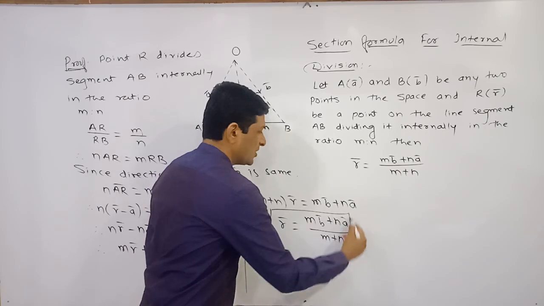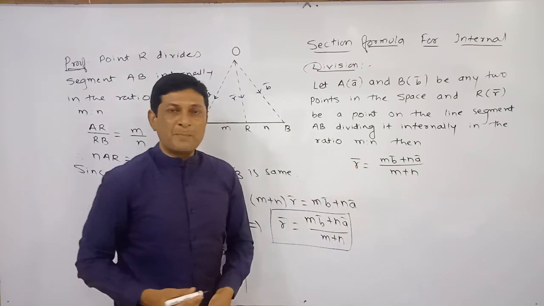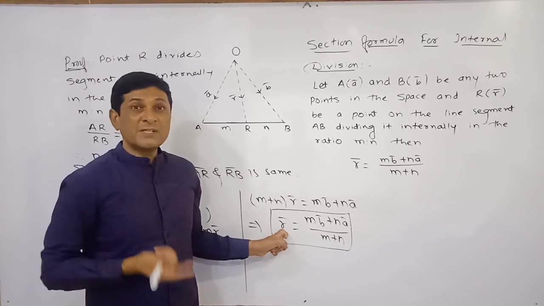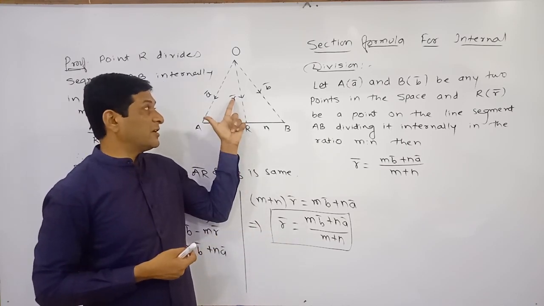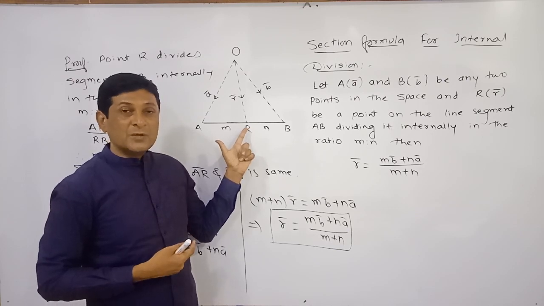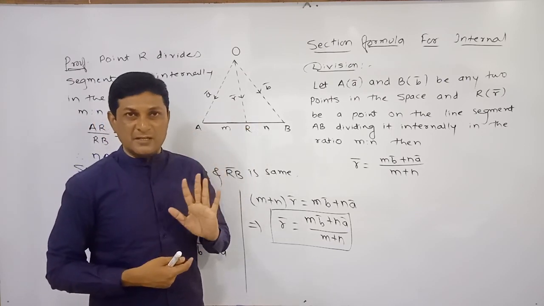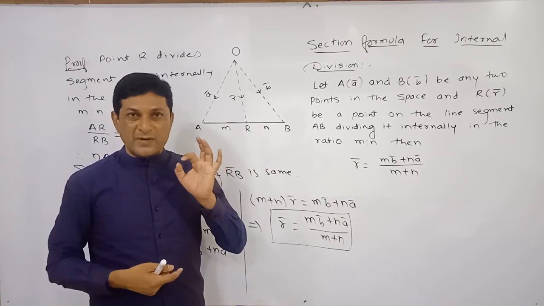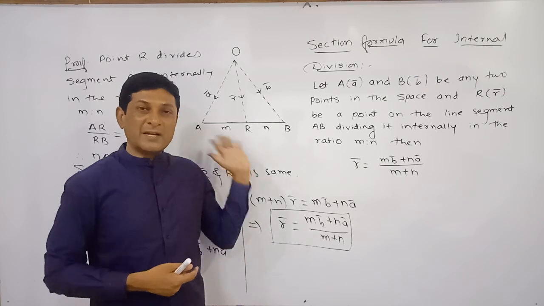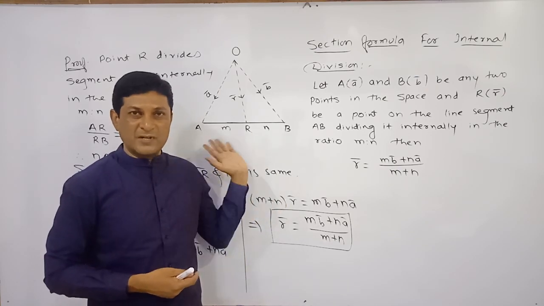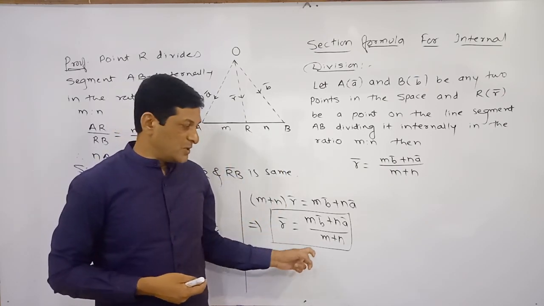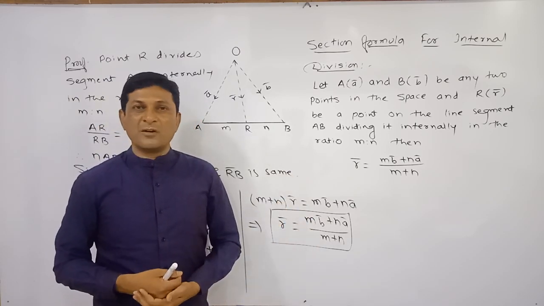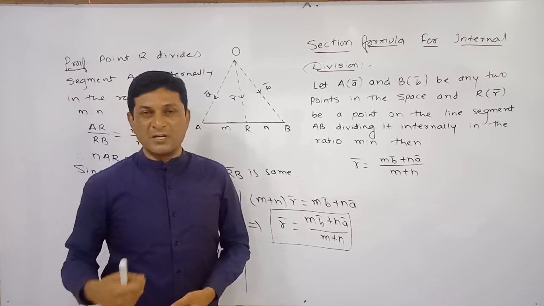So in this way we have got our required result. Applying this formula we are able to find the value of R bar. Now what is R bar? R bar is the position vector of a point. Of which point? The point which divides the segment AB internally in the ratio m is to n. Means applying this formula we are finding the position vector of such a point which divides the given segment internally in the given ratio. Getting it? So in this way we have got the required result. Now using the same method we are going to prove the section formula for external division.